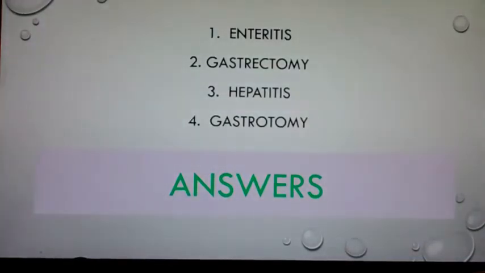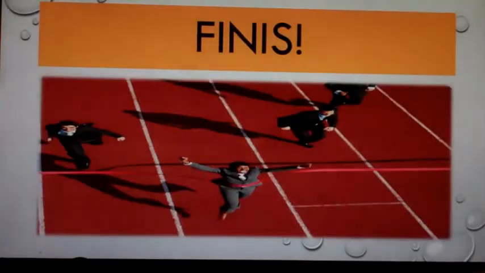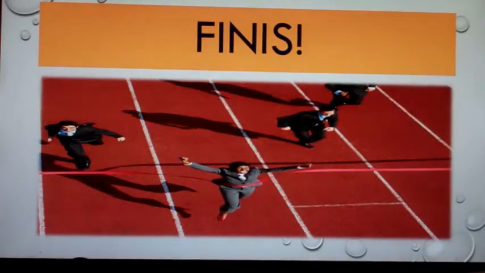Answers. Number 1 was enteritis. Number 2 was gastrectomy. Number 3 was hepatitis. Number 4 was gastrotomy. Finis.